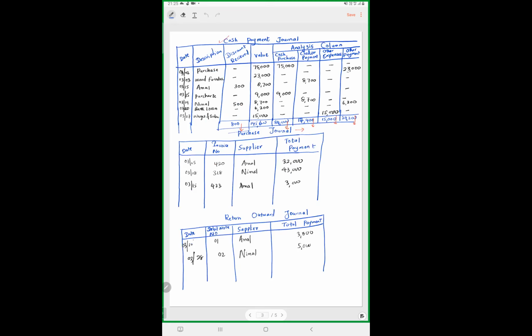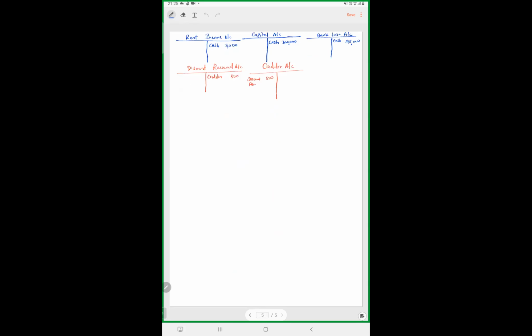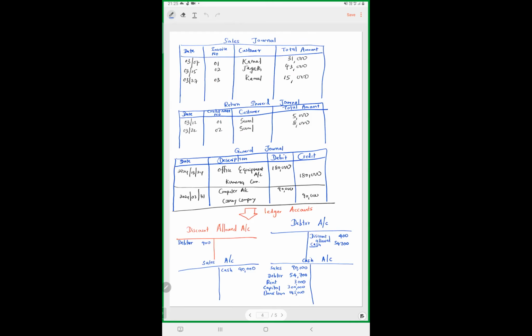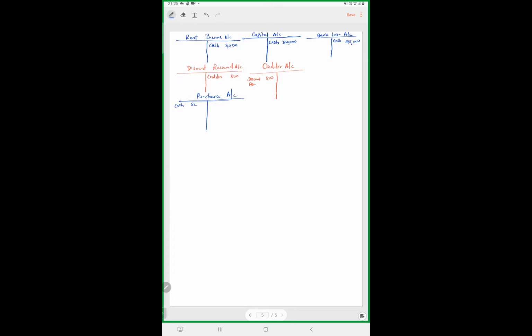Then next, this one, okay. Cash purchase, we have purchase on cash. How much? 84,000. So therefore, we need to create purchase account. Then cash, we are purchasing the item, cash, 84,000.